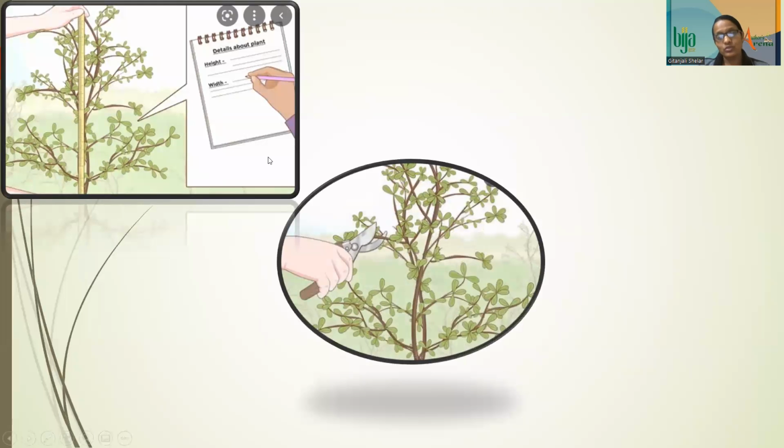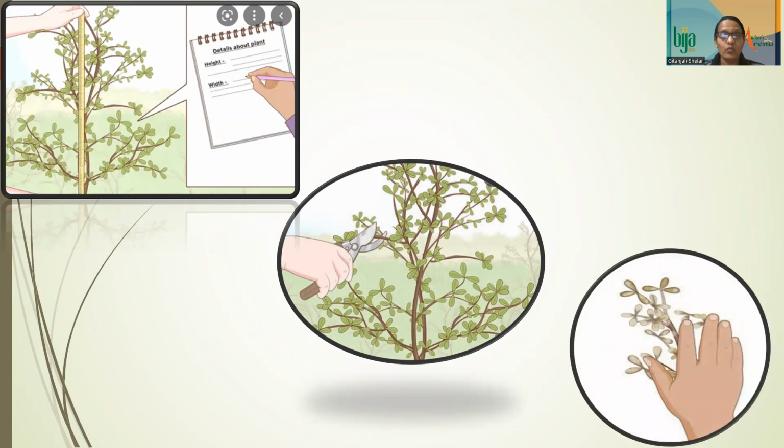Secondly, we have to cut a healthy, disease-free twig. Okay, we have to cut down the healthy, disease-free twig. If there is flowering, it is good. If there is no flowering, then it's okay. So we have to cut such a twig. Then this twig we have to press, okay, in newspaper or in the pressing machine.